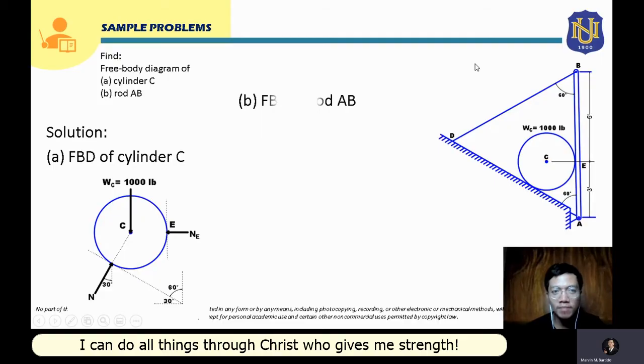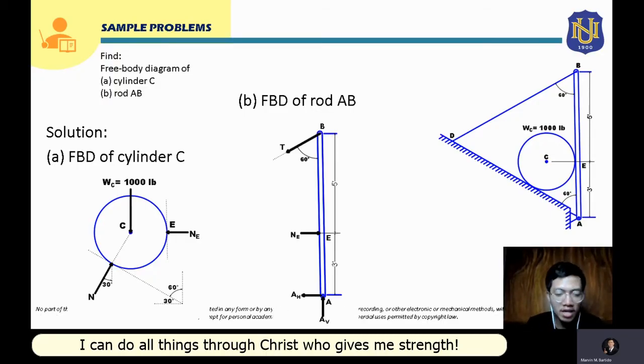Now we will proceed to the free body diagram of rod AB. So our rod AB is this. For our first step, again, we have to draw bar AB, assuming that the supports are removed. In this case, the supports are here: at point B, it is supported by a cable, and here at point A, it is supported by a hinge support. So we will remove them.